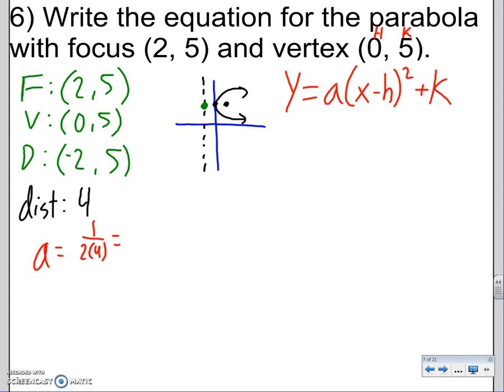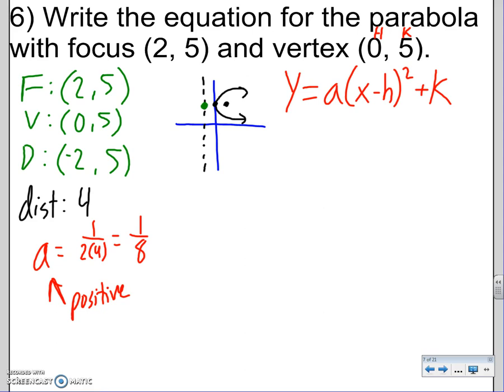So A equals positive 1 over 8. Alright, now we have to make sure A matches our picture. Since the picture's going right, A must be positive. Sometimes if the picture's going left, you have to make A negative. So this is positive.